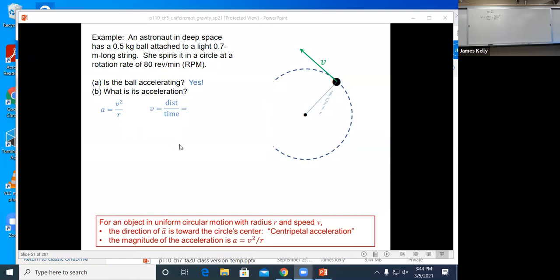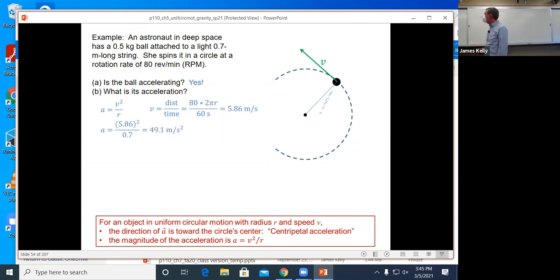Okay, so again, repeating it, the distance over time trick: 80 circumferences in 1 minute, because we know what happens in 1 minute, that the convenient amount of time to choose is 1 minute. And then you have to think, what is the corresponding distance? So I get 5.86 meters per second. That's how fast it's moving at any instant. Velocity is changing, but its speed is not changing.